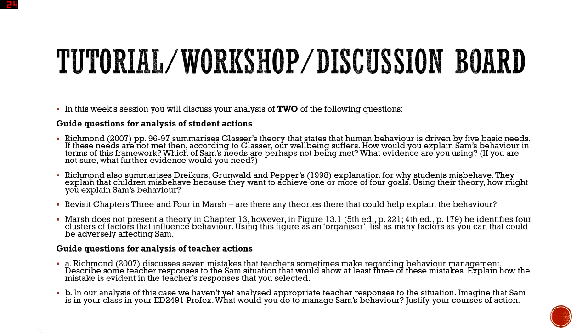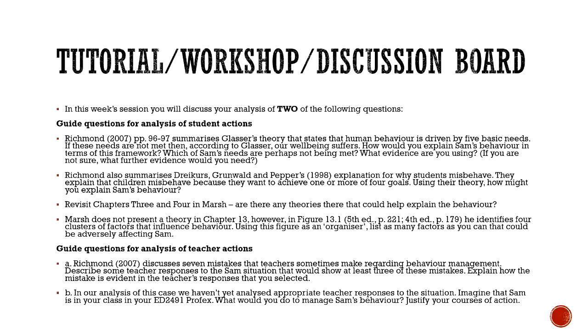The next one. Richmond also summarises Dreikurs, Grunwald and Pepper's explanation for why students misbehave. They explain that children misbehave because they want to achieve one or more of 4 goals. Using their theory, how might you explain Sam's behaviour? Or you could revisit chapters 3 and 4 in Marsh. Are there any theories there that could help explain the behaviour?